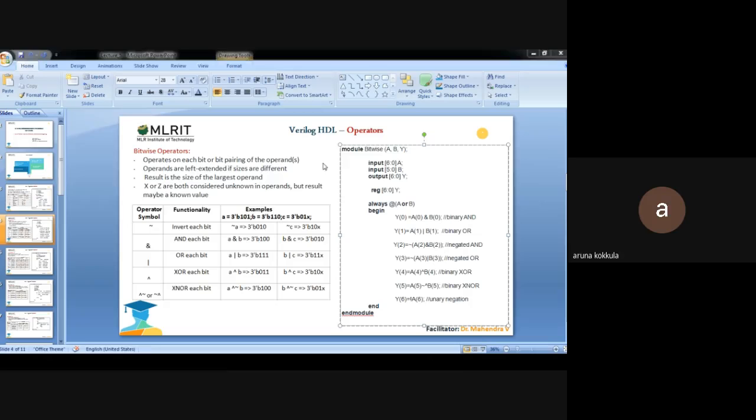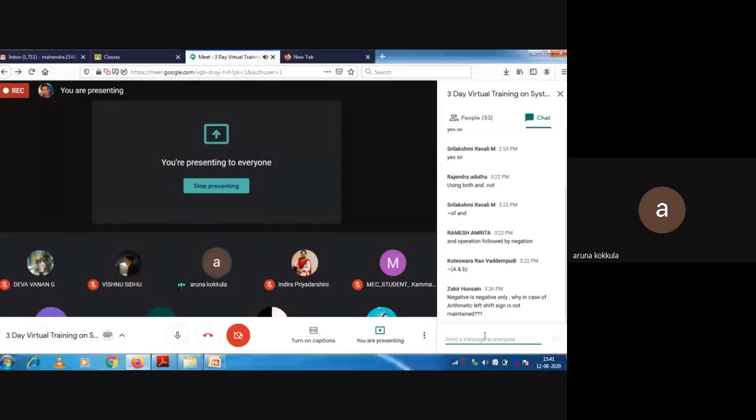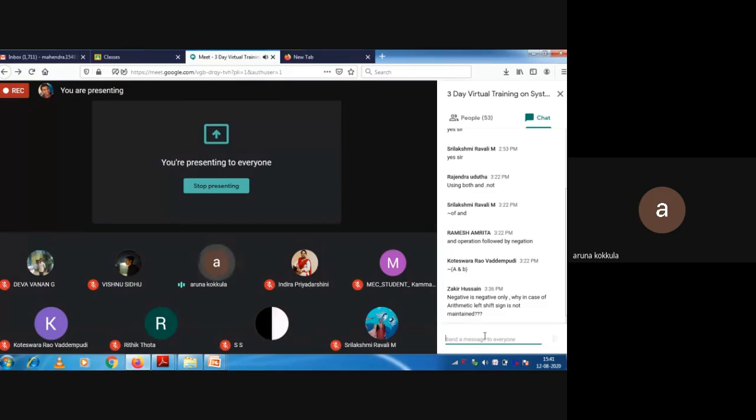Sir, one question is asked in the chat window. In case of negative arithmetic, is the sign not maintained in a left shift? One minute. Negative is negative only. In case of arithmetic shift, the sign is maintained with the 2's complement of that. Whenever you do the 2's complement, that sign MSB will be 1. So the MSB will be extended throughout.